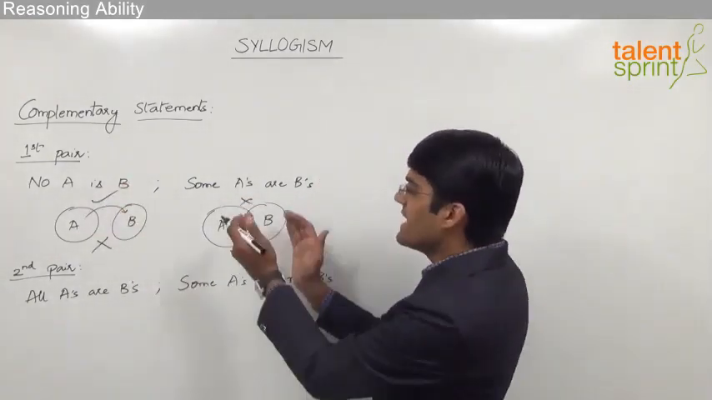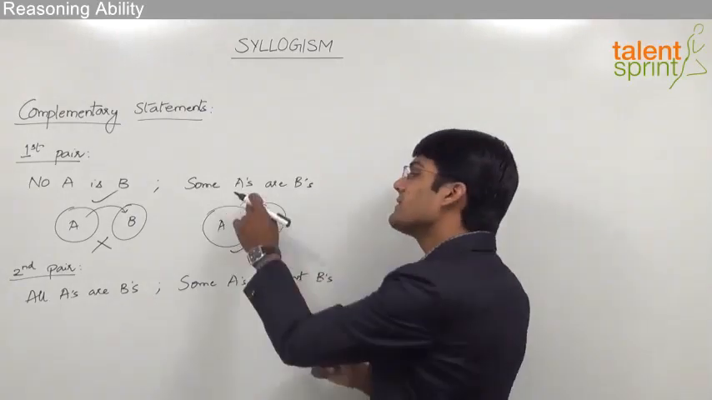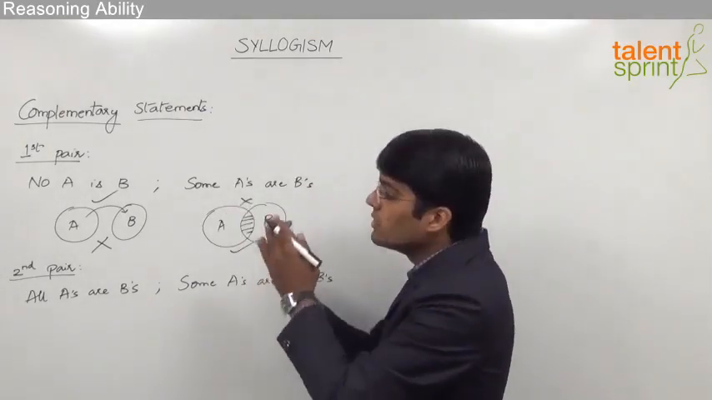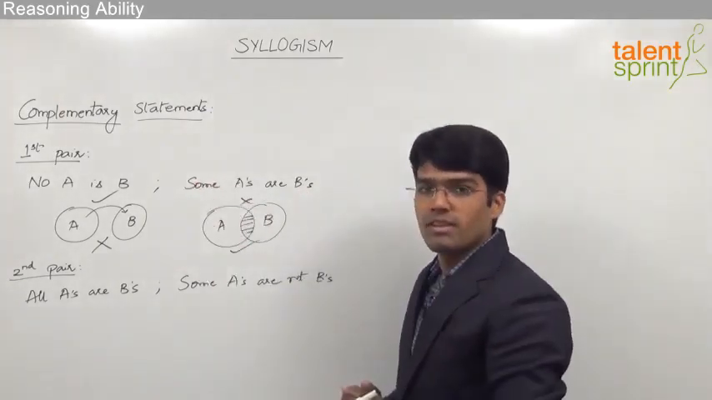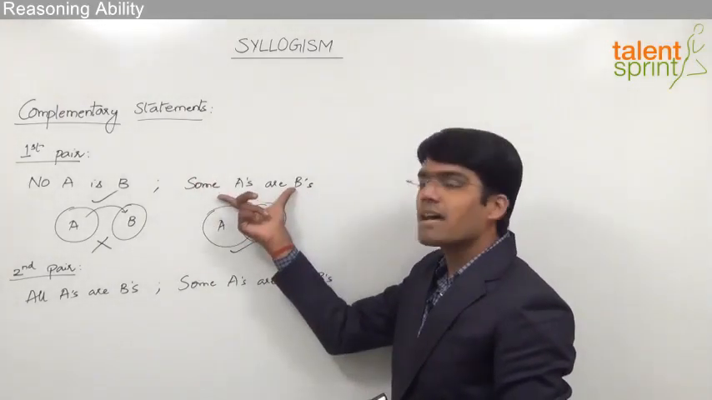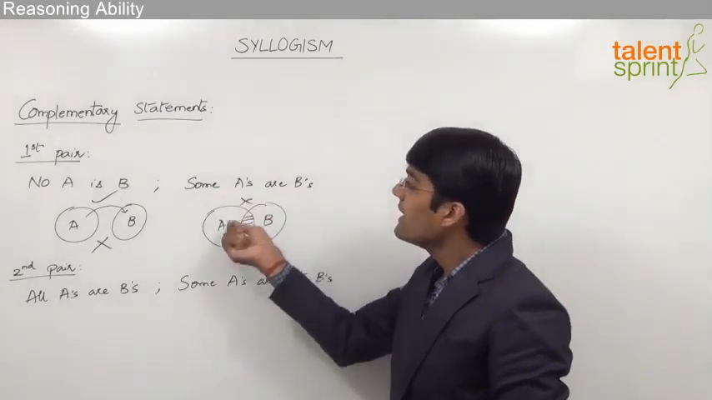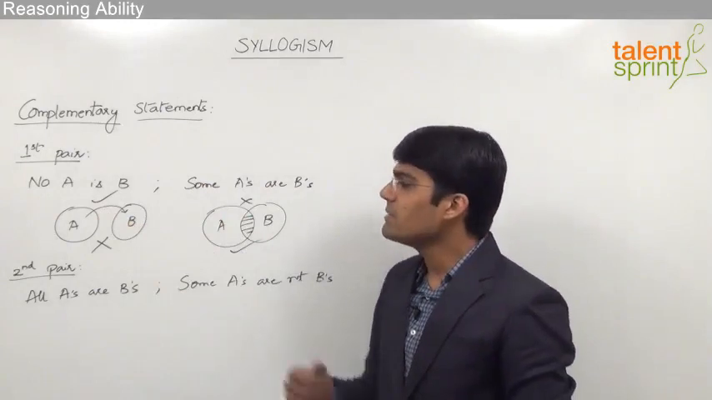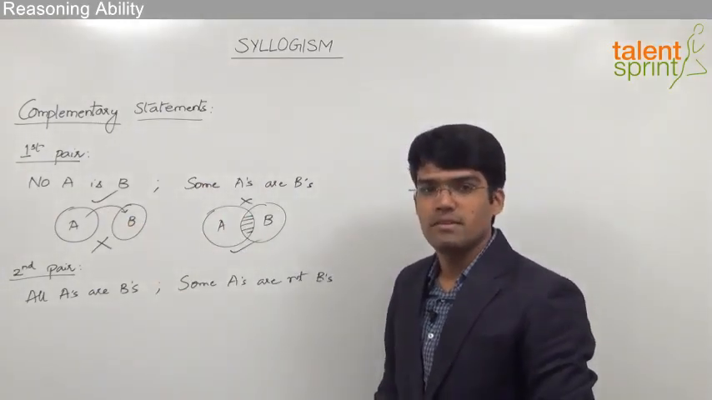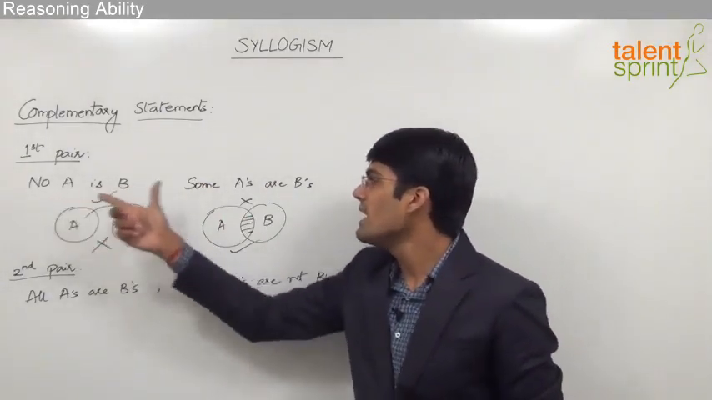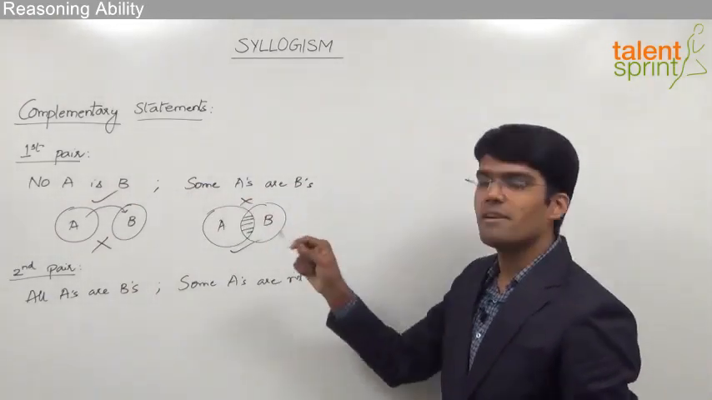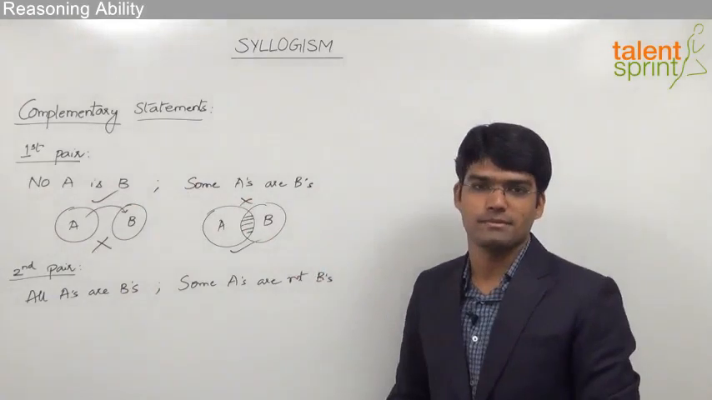That means when we say that some A's are B's is false, some A's are B's fails, in that case, no A is B should be true. Why? Because for some A's are B's to be false, all the A's should not be B's. That means no A should be B, and that can be shown with the help of that diagram. So very clearly, no A is B and some A's are B's form a complementary pair. That is, when one of these statements fails, the other statement has to be true.